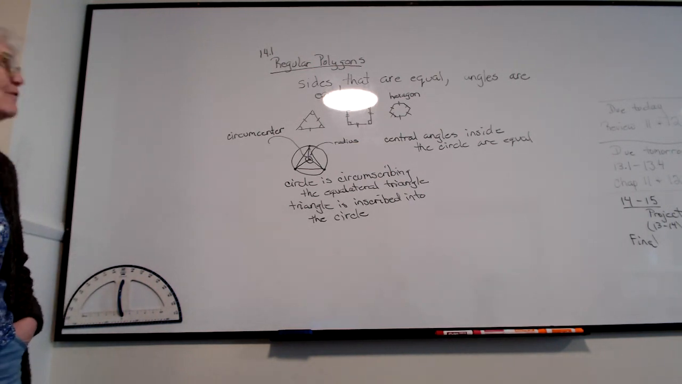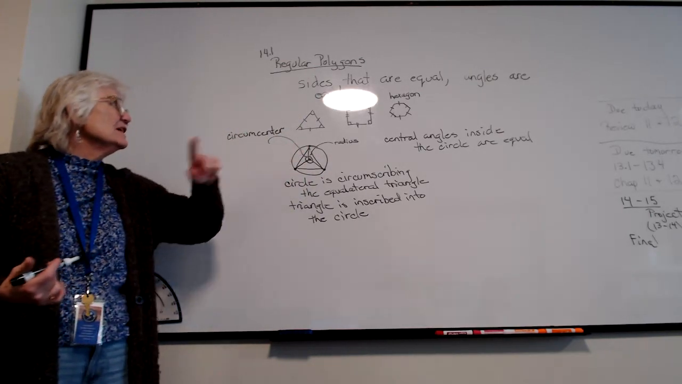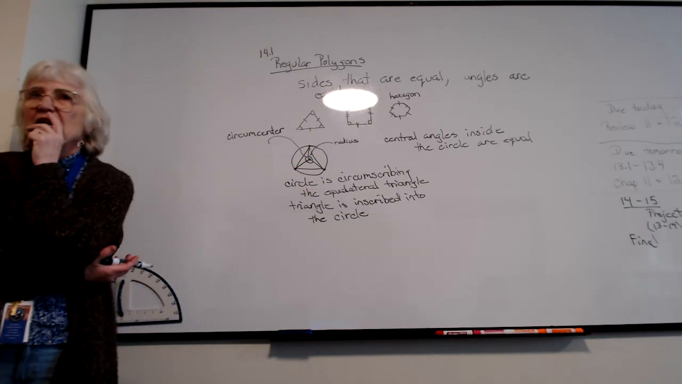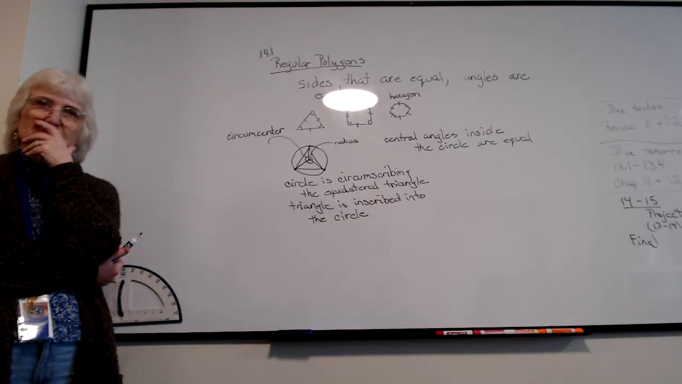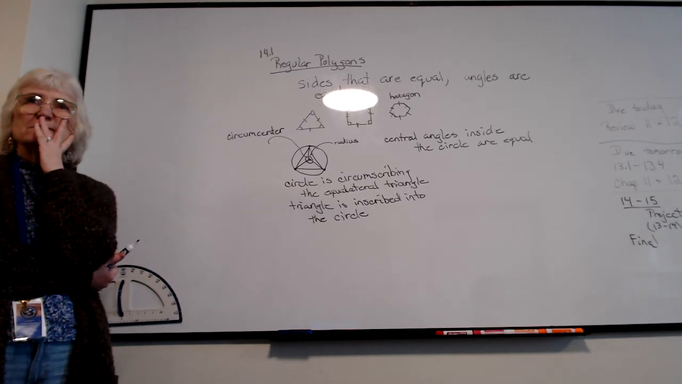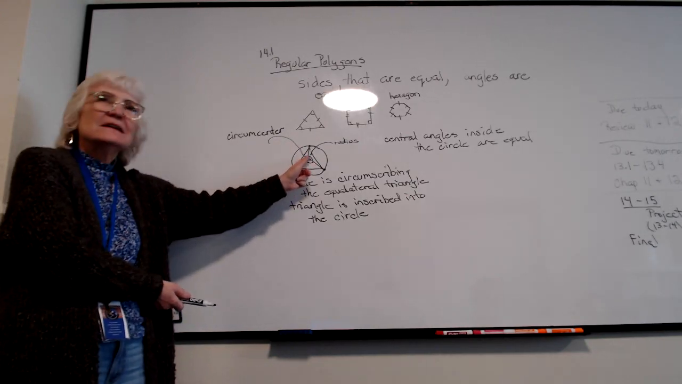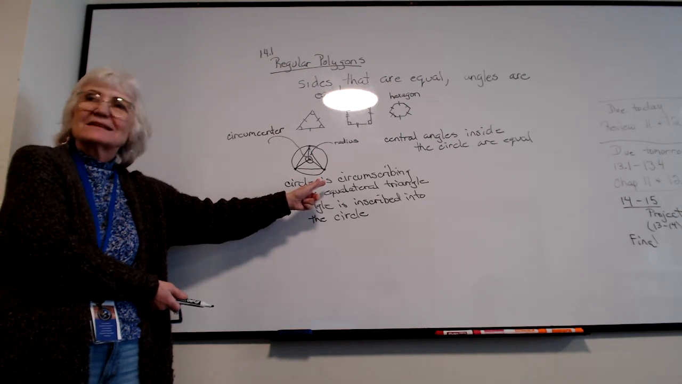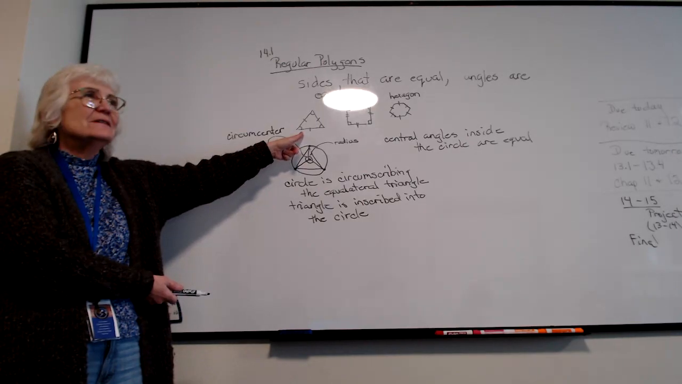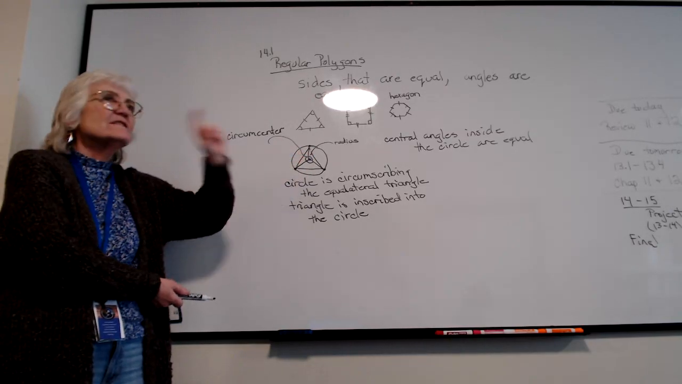How would you find the measure of the arc around this, or the measure of the central angle if you have a triangle? How many central angles will you have? 3, because it goes out to each vertex, and there are 3 vertices. Is this an equilateral triangle? Yes, so they are all equal. So how can I find out what the central angle is?